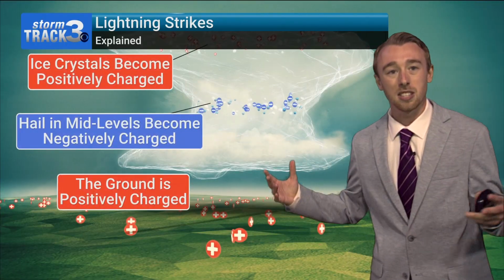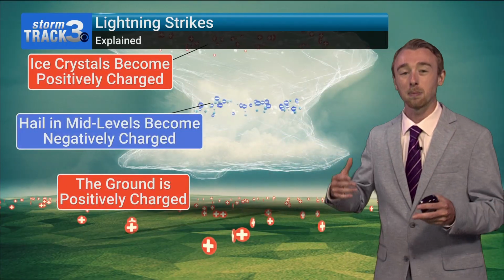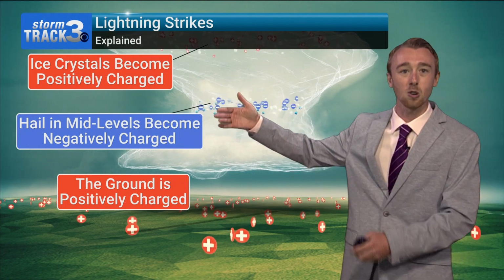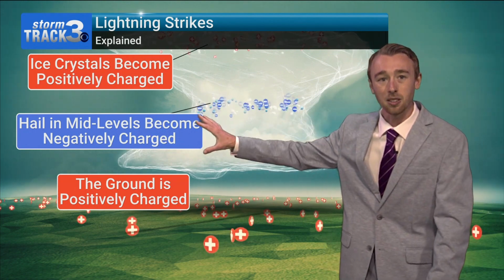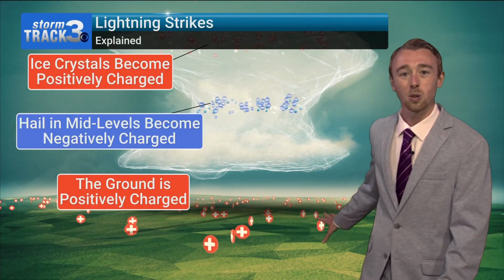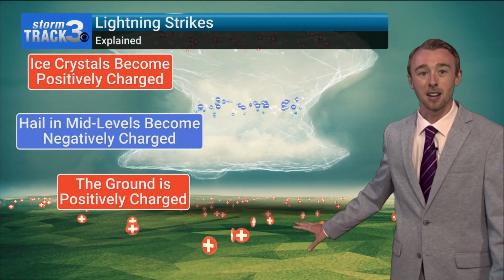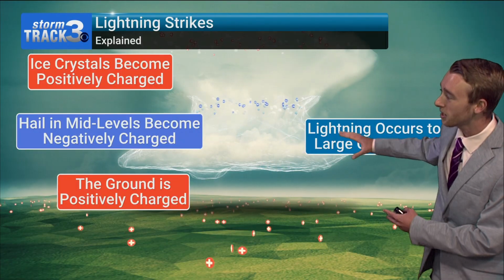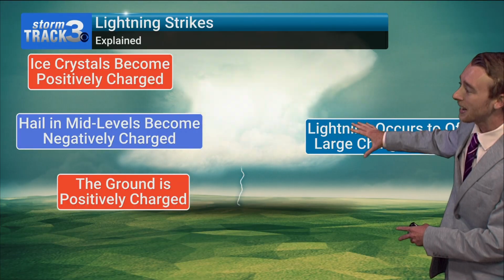Now, as we see this storm growing, it starts to become charged. Ice crystals in the very top of the storm are positively charged. Hail in the mid-levels of the storm starts to become negatively charged. And of course, the ground at the surface is positively charged. So we know what happens with static electricity. Those two charges interact with each other, and that's when lightning strikes.